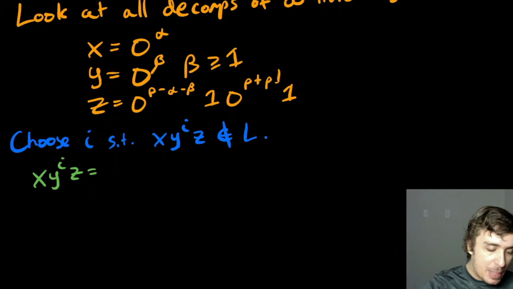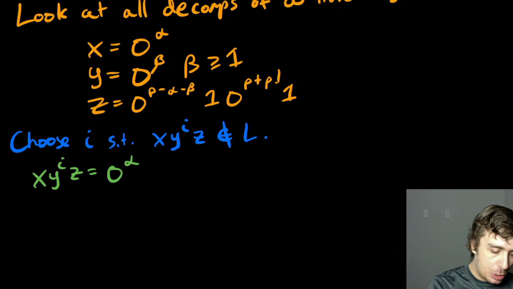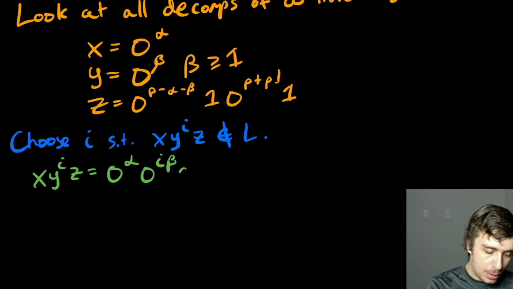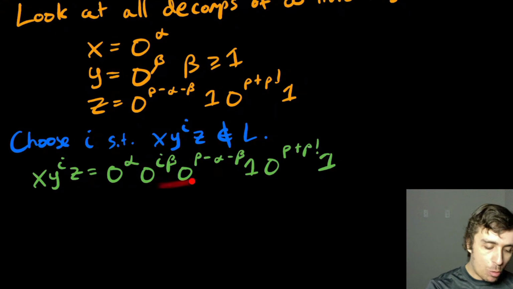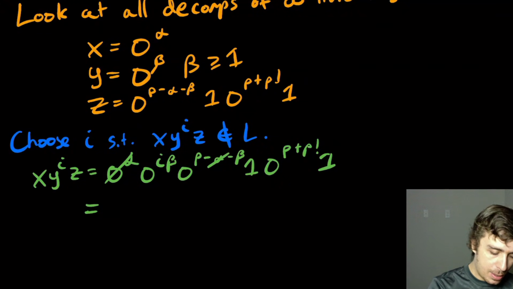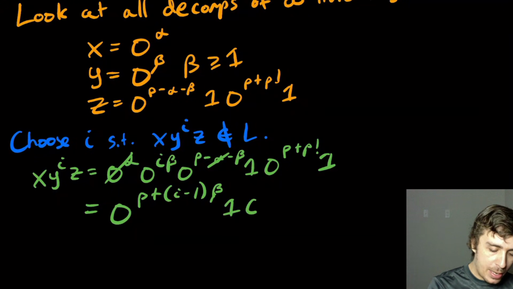If we just copy down all the pieces, it's going to be 0^alpha, that's just the x part, 0^(i beta), 0^(p minus alpha minus beta), and then 1, and then this whole mess. Well, here we got a long run of zeros, so let's collapse everything. The alphas go away, so I'm going to have 0^(p plus (i minus 1) times beta), 1, 0^(p plus p factorial), 1.